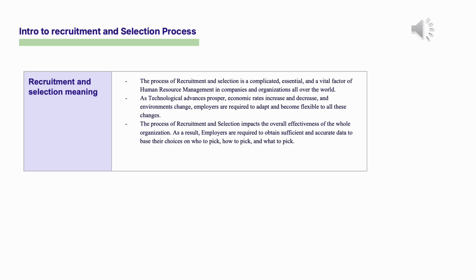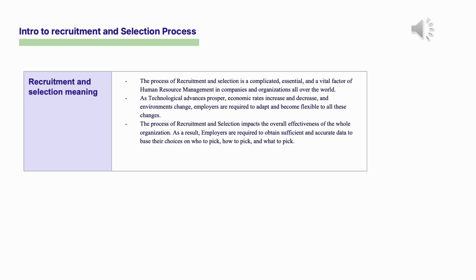First off, I want to start with a basic introduction to recruitment and the recruitment and selection process. The process of recruitment and selection is very complicated, but it is essential, and it's a vital factor of HR management in a given organization all around the world. With technological advances, economic rates that are increasing and decreasing, and environments that are always changing rapidly, employers are required to adapt and become flexible to all these changes in modern times.